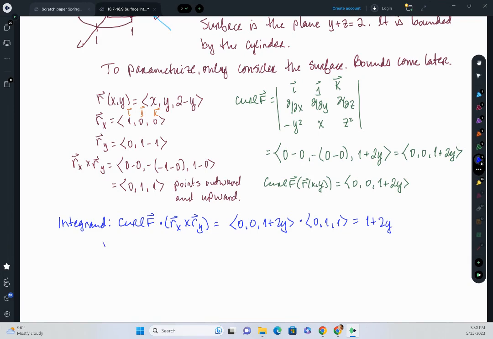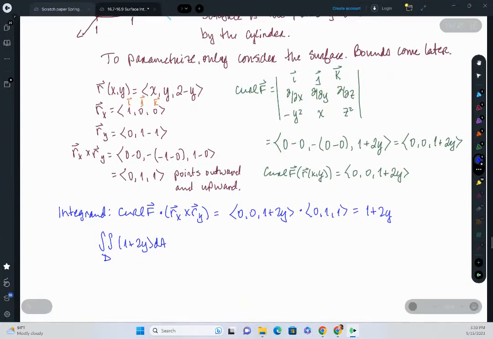All right, so now what we're working with is a double integral over D of 1 plus 2y dA. Okay, we have the integrand. This no longer looks like a surface integral because we have most of the pieces in it, but we need bounds.